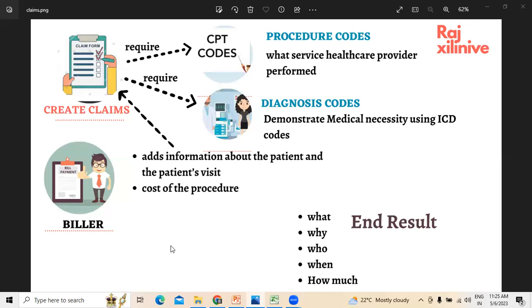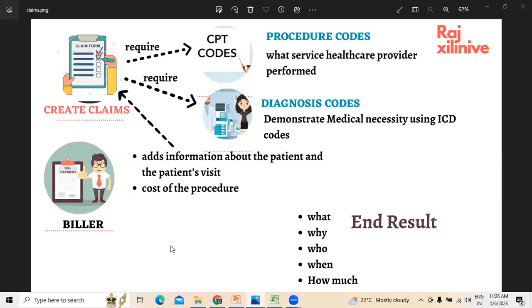Once the complete treatment for a particular individual is done, healthcare organizations have to provide that information. Based on that, the biller will do it. That is the when. And finally, the how much, meaning the cost of the procedure, right? Because the cost of the procedure, we have to mention in that.